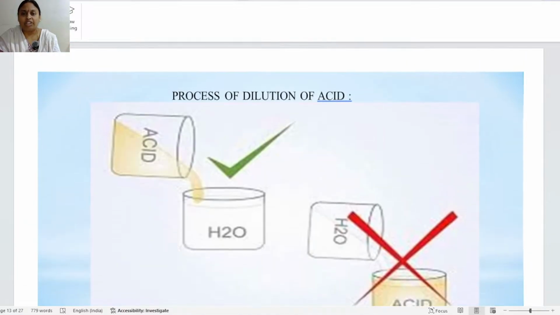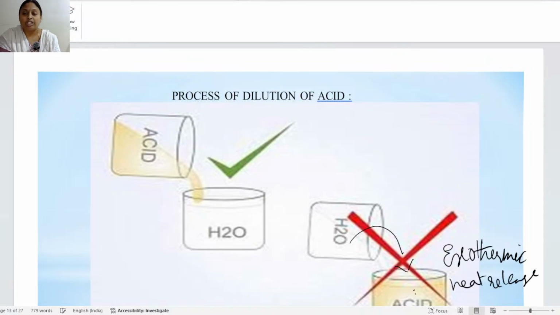Whenever we dilute acids, what is the procedure? Water should not be added to the acid. Why? Here it is an exothermic reaction. What is the meaning of exothermic? A huge amount of heat energy is released. Thermic means heat and exo means out. Heat energy is released out, so it is called exothermic.